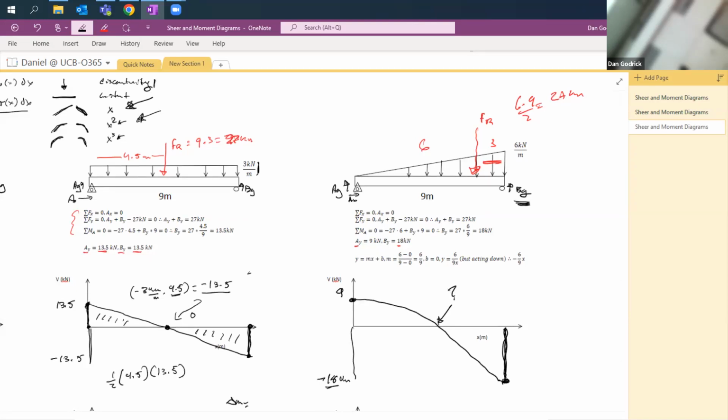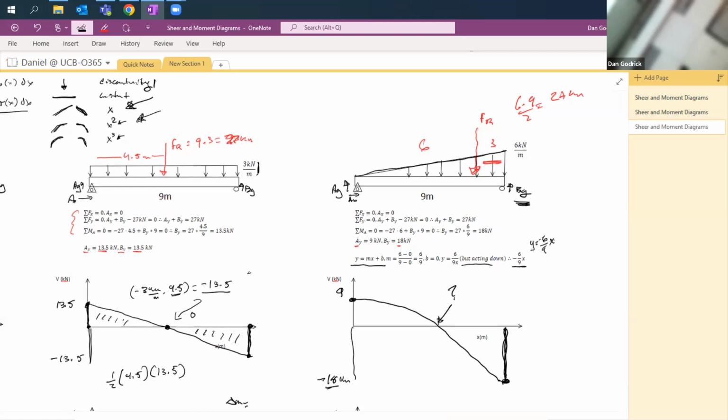Well, that is a little bit harder this time. So the first thing we have to do is figure out our loading equation. So if we're at 6 kilonewtons at 9 meters and 0 at 0, we can use our equation for a line, y equals mx plus b. B is 0 because our y-intercept is 0, and our slope is 6 divided by 9. We're at 6 at 9, and rise over run, that's 6/9, but we're acting down, so we're at minus 6/9. So our slope is minus 6/9, and our equation is y equals minus 6/9 x.